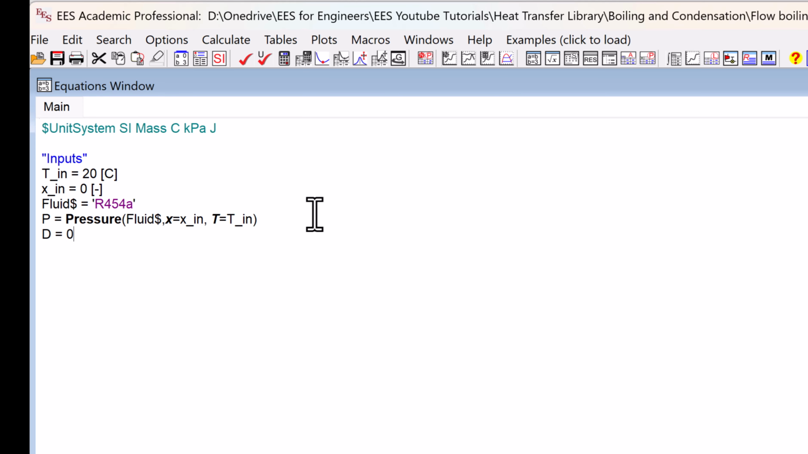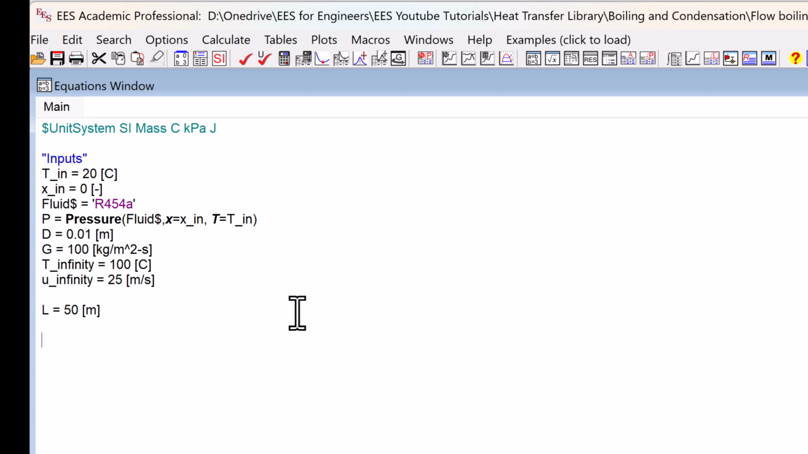The diameter is 1 centimeter, so 0.01 meter. The mass flux is 100 kilogram per meter squared second, and then I know the air temperature and velocity. So this is 100 Celsius, and the velocity is 25 meters per second. What else? I don't know the length of the tube. I'm just going to set it to some very large value for now, and we'll have to cut off our integration when we completely boil the tube. We'll talk a little bit more about that in a little bit.